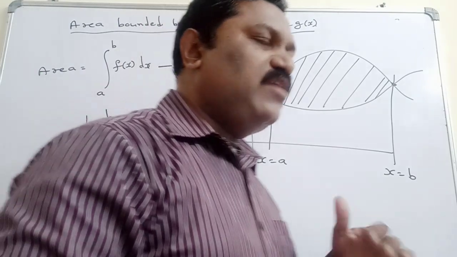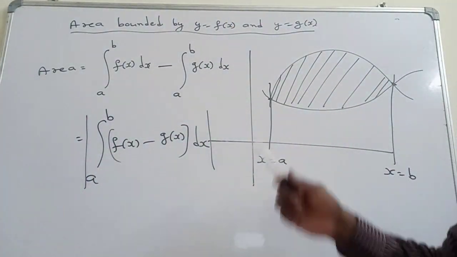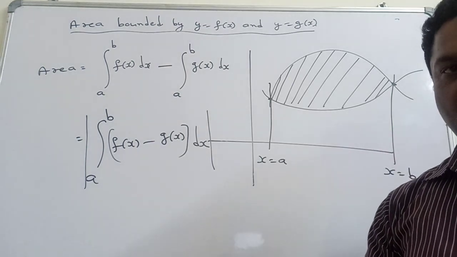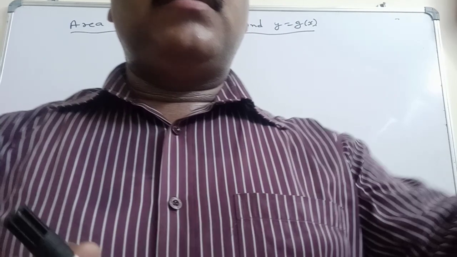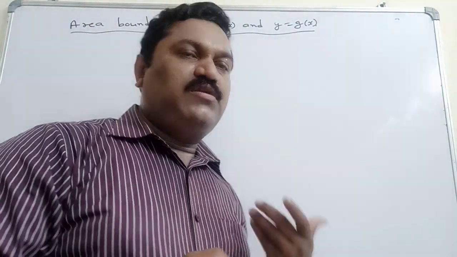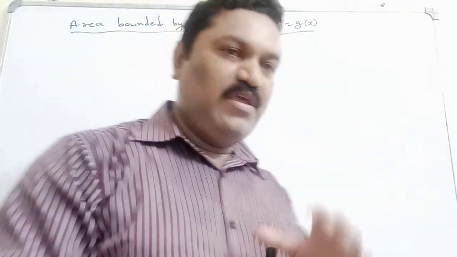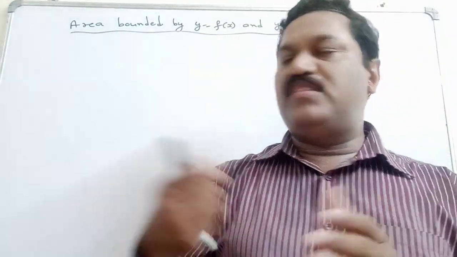In this, again, we may have some sub cases. Suppose we want to find the area bounded between the two lines x is equal to a and x is equal to b. In between these two values, suppose you have some more points of intersection of the two curves, then how do you solve this? Suppose for these two curves within the given lines x is equal to a and x is equal to b, somewhere else you may have one more point of intersection. Then how do you find that area?